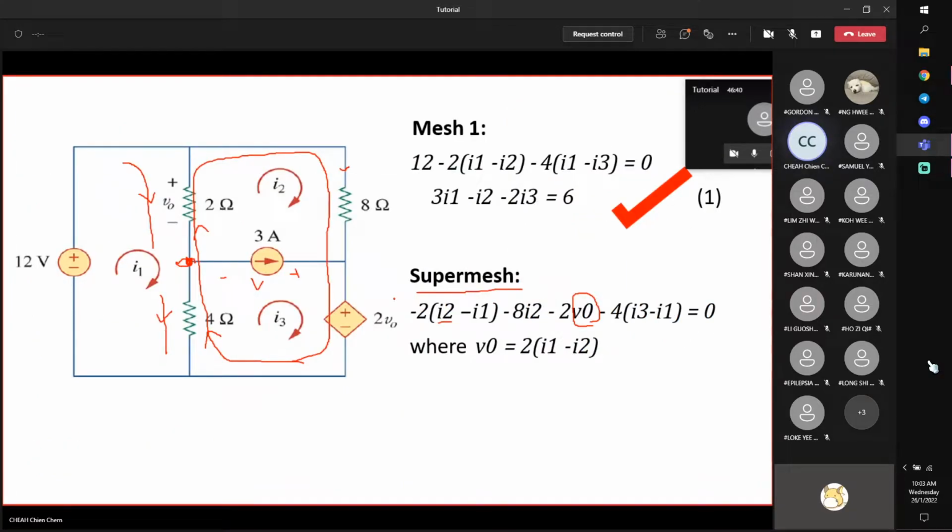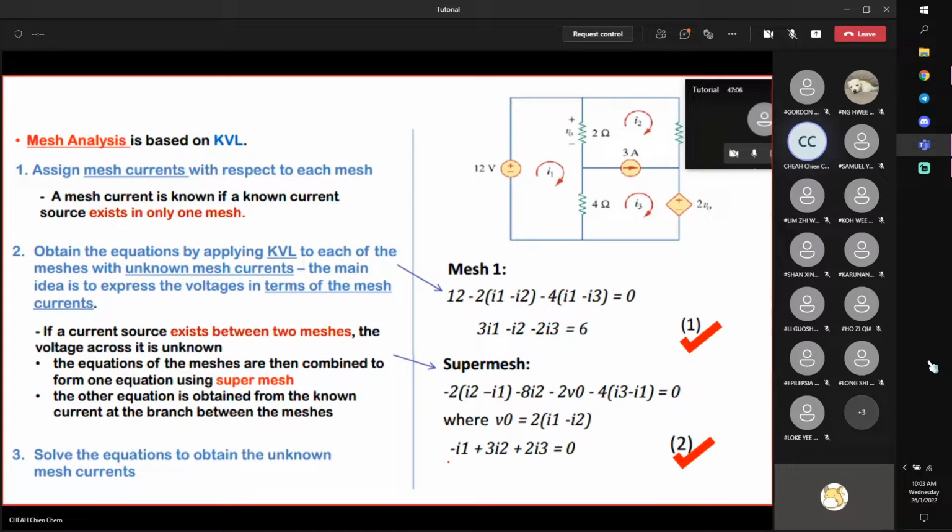When you see this, try to trace back where is V0. V0 is here. It's just the voltage across a 2 ohm resistor. Therefore, I should find this current, which is I1 minus I2. I1 is this direction, I2 is in the opposite direction. Multiplied by 2 ohms is equal to V0. Then when you substitute this into here, you get the equation with only I1, I2 and I3. So I get another equation, which is from the super mesh.